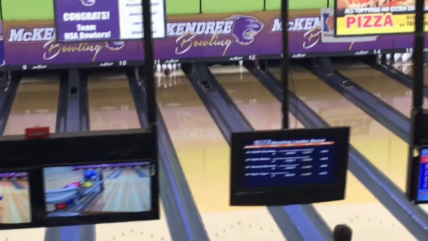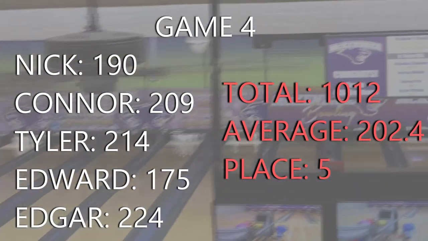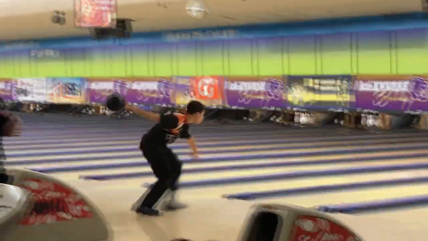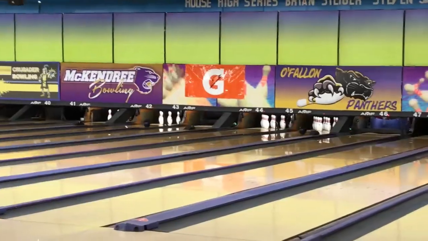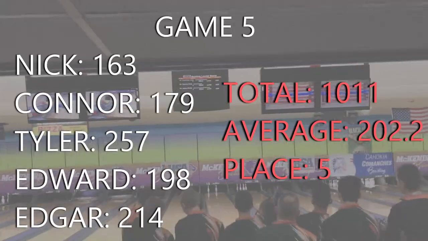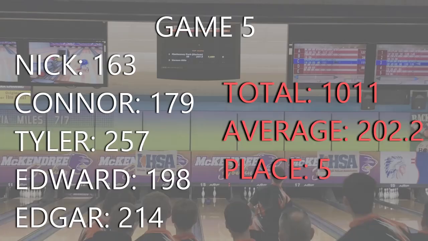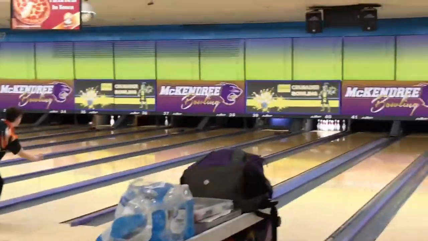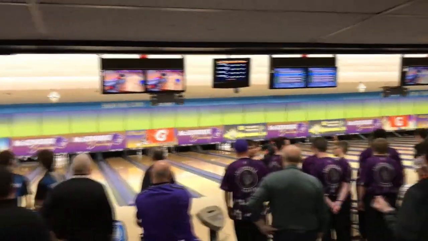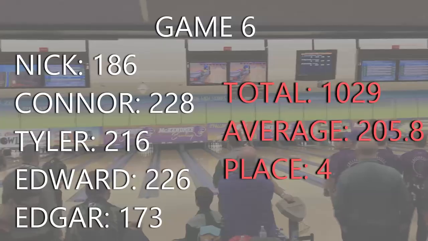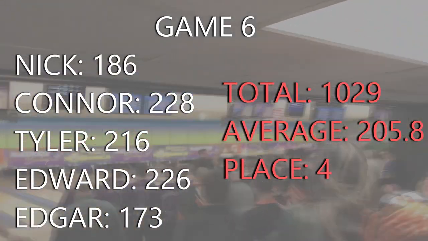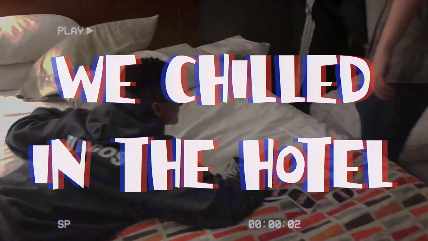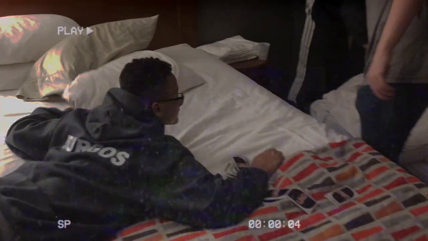Game 4, though, took a turn for the worse, putting us at a 1012 and dropping us down to 5th. We still weren't out of it, though. But game 5, we shot even worse, shooting 1011, but we still kept our 5th place overall. We finished out the day with a 1029, putting us back up to 4th place. This wasn't exactly where we would like to be, but we weren't in bad spirits. For the rest of the day, we just chilled in the hotel.